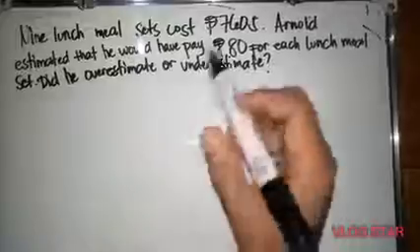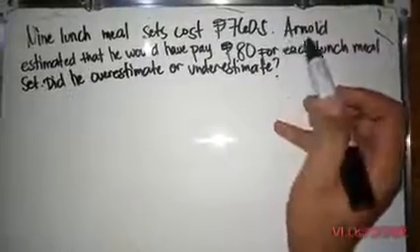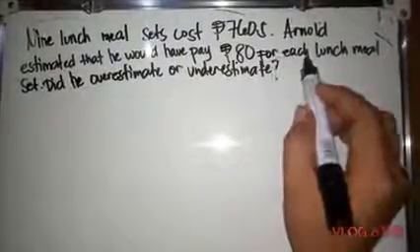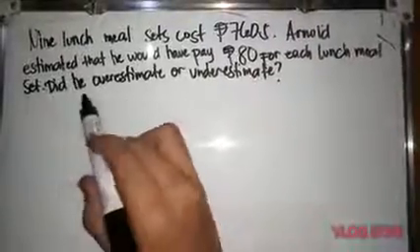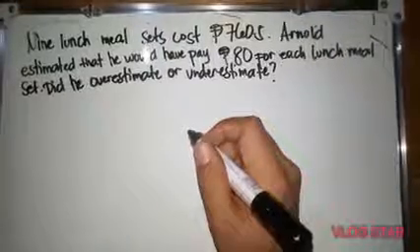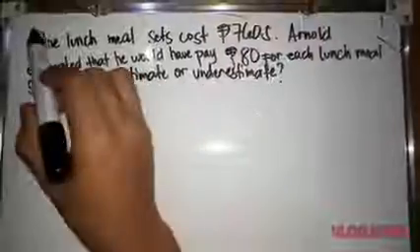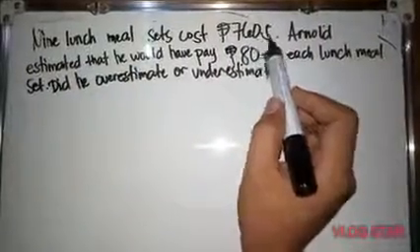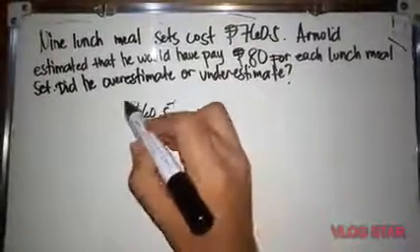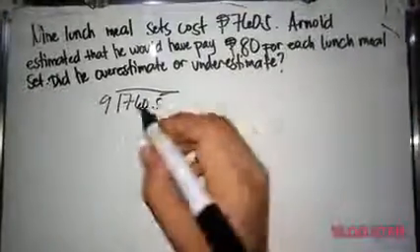9 lunch meal sets cost 760.5. Arnold estimated that he would have paid 80 for each lunch meal set. Did he overestimate or underestimate? So for us to check whether he overestimated or underestimated, let's divide 760.5 by 9.